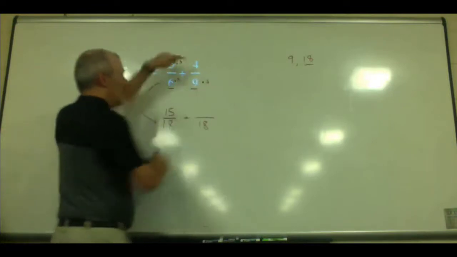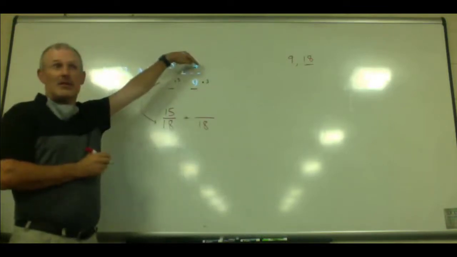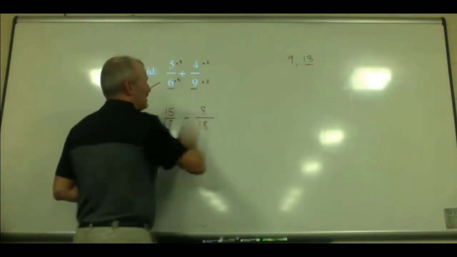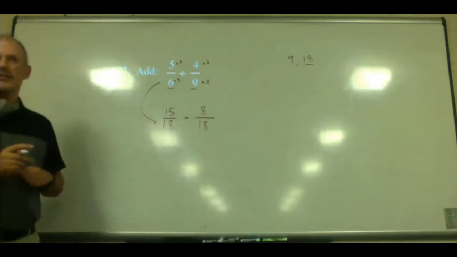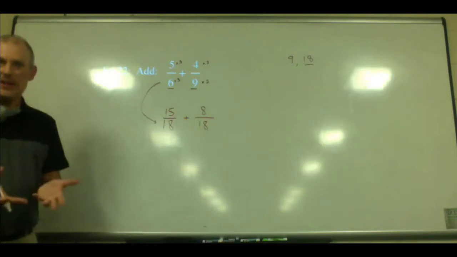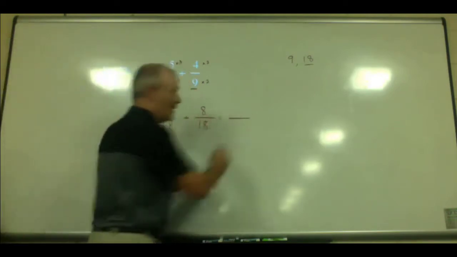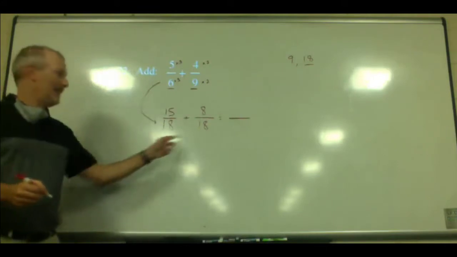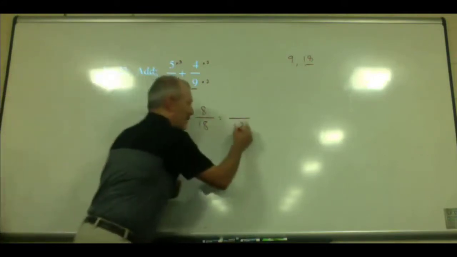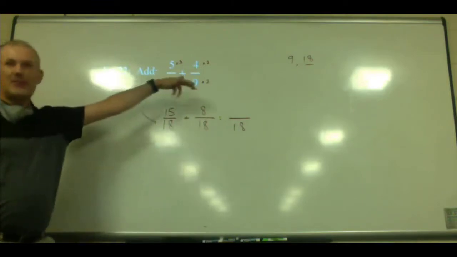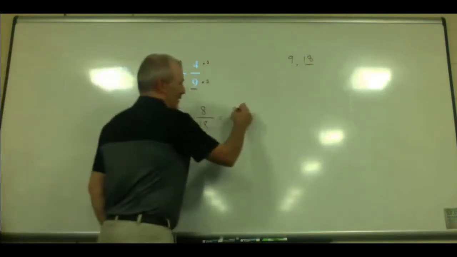And so what do you think we have to do to this 4 up here? Times 2. Times 2 also. And we get 8/18. So now they have a common denominator, and our denominator for the answer will be 18. The top will be 23, but the denominator will be 18. That doesn't change, common denominator. And then on the top, 15 plus 8 is 23.